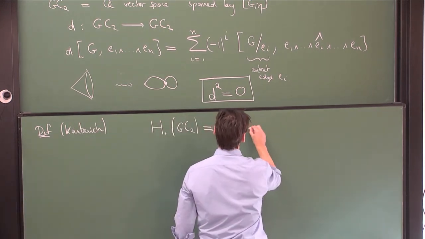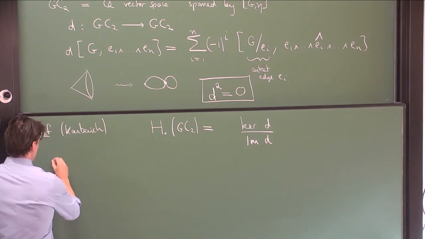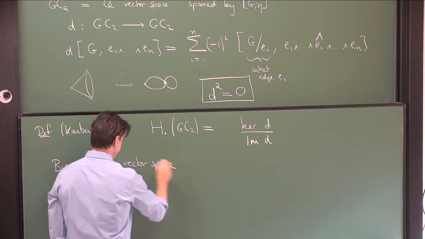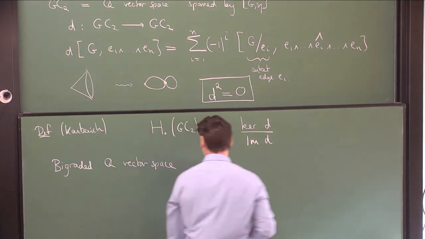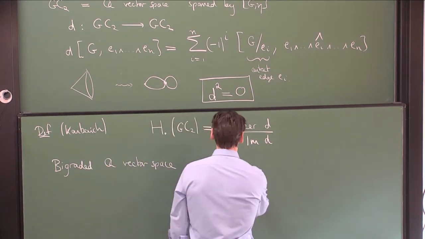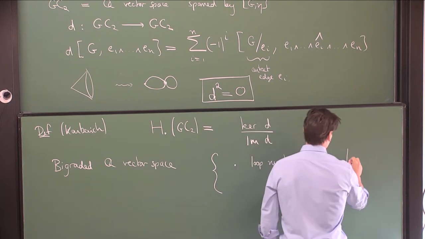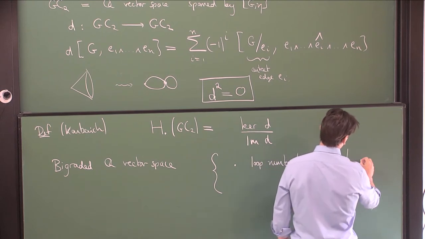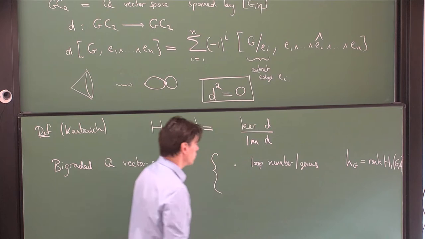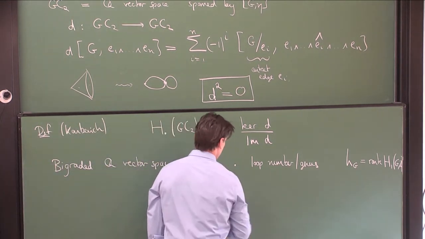So Kontsevich defines graph homology to be the kernel of D over the image of D as usual. And I like to think of this as a bi-graded Q vector space. So it has many possible gradings and depending on circumstances, you may choose to do things differently. One of the gradings is by what's called loop number or genus. This is the rank of the homology of the graph, which is a free Z module. So it counts the number of independent cycles in the graph, in this case two. Another grading is the homological degree.